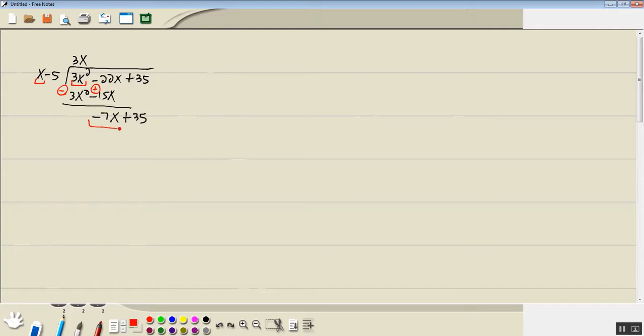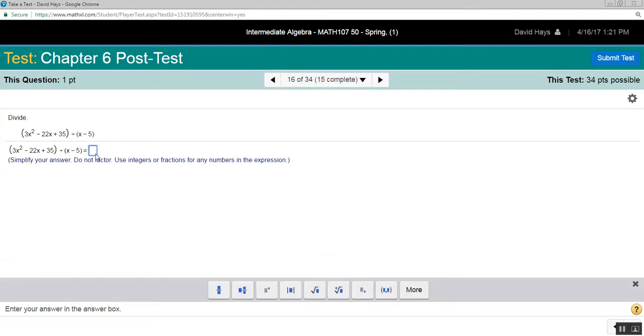Now again, we look at the first term of each side, what goes up on top. You ask yourself what times x gives you negative 7x, and that's negative 7. Whatever you put up on top, you multiply by what's on front. Negative 7 times x is negative 7x. Negative 7 times negative 5 is 35. Now we're going to subtract that. So we'll flip signs. So that becomes a plus, and that becomes a minus. And we get 0. So our answer is 3x minus 7. And I guess I won't show synthetic division, although if you do know synthetic division, you can use it on this one.